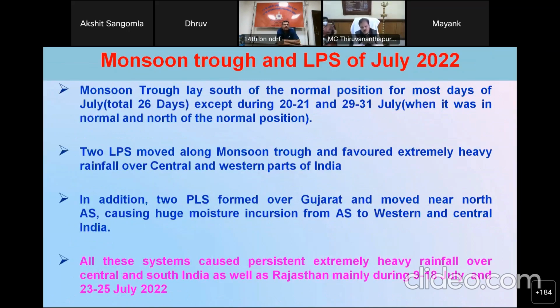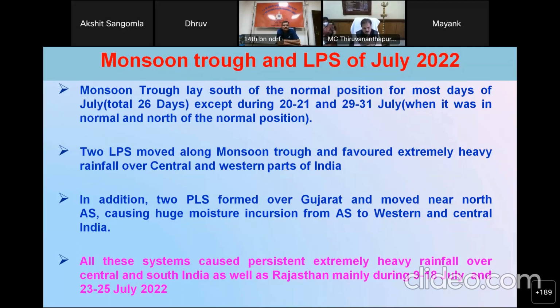Now, if you look at the other parameters of the monsoon, like the monsoon trough, we always talk of it every day. The monsoon trough in the month of July usually runs from Jacobabad, then Ganganagar, then Allahabad, then Kolkata, then it goes to North Bay of Bengal, then towards Myanmar. So I repeat, Jacobabad, Ganganagar, Allahabad, Kolkata. This is the normal position of the monsoon trough. But this year, in the month of July, you will find that almost every day, except during 20 and 21 July and 29 to 31 July, the monsoon trough was lying south of its normal position.